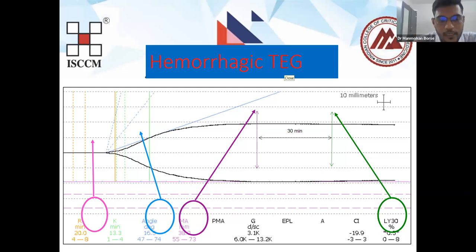Okay, we'll move ahead. So here, all the coagulation parameters were abnormal. R was prolonged, K was prolonged, alpha angle was low, MA was low. So you need to give FFP, you need to give cryo plus platelets, all three, okay?